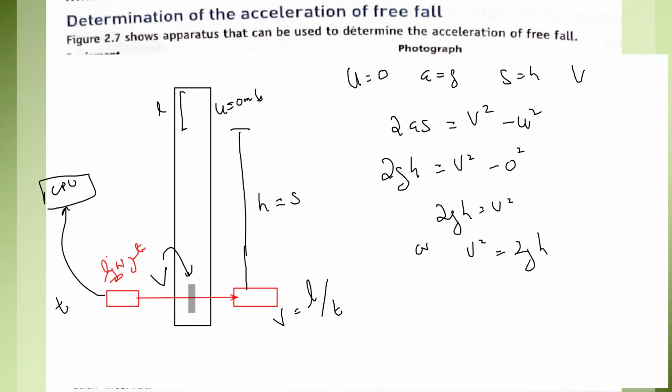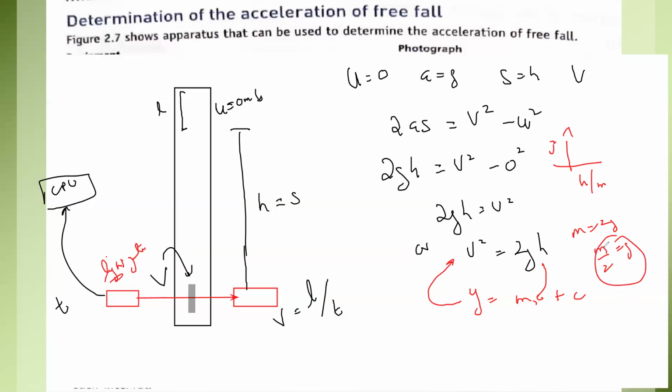Now when I compare with the equation of a straight line, which is y equals mx plus c, on the y-axis if I plot v square, and on the x-axis if I plot the height, my gradient will be equal to 2g. Or gradient divided by 2 gives us the value for g. And it will be a straight line.